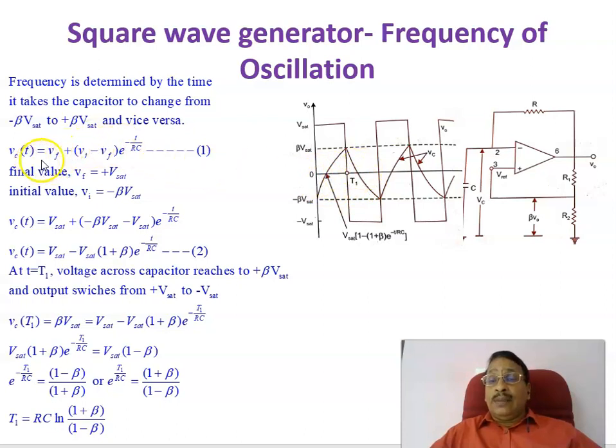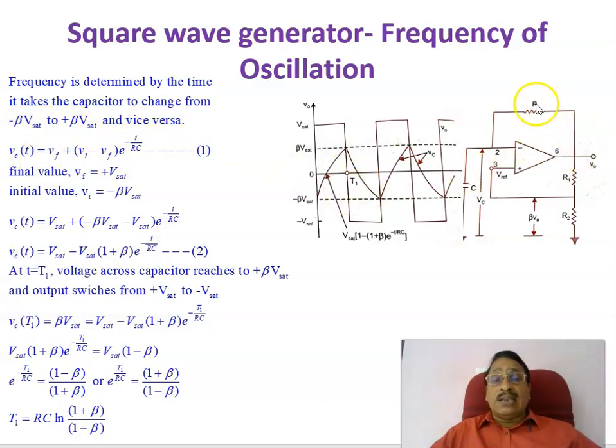Therefore, if you derive the equation for the charging capacitor voltage, VC(t) is given by the capacitor voltage at any instant equal to the final voltage, V final, plus V initial minus V final, into e raised to minus t by RC. This is the general equation for the capacitor voltage.